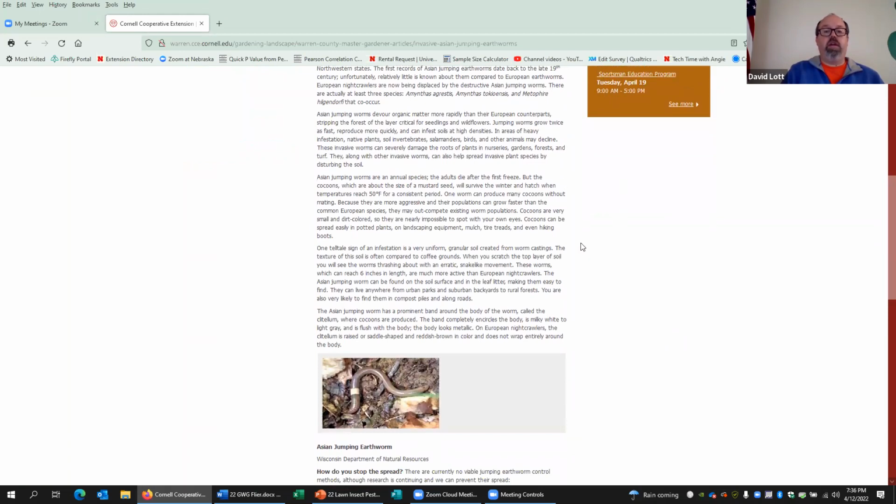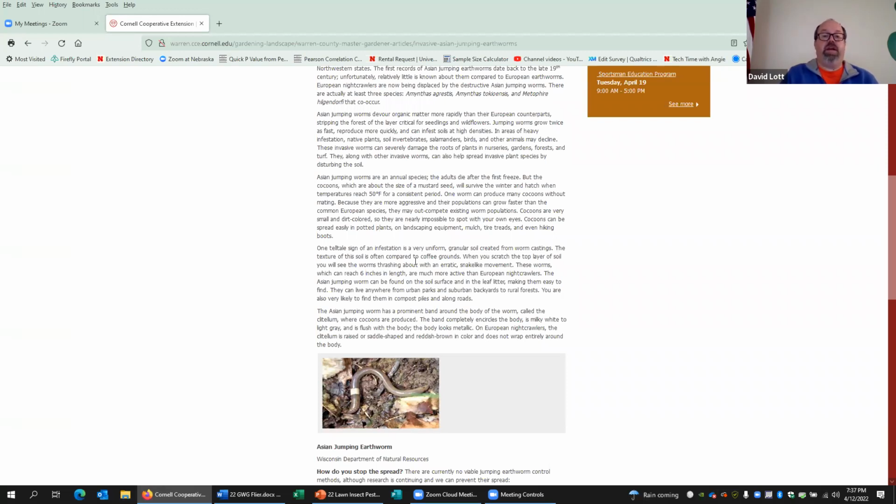They are an annual species, so the adults die after the first freeze. So thankfully not something that would overwinter very easily. But the cocoons, which are about the size of a mustard seed, will survive the winter and will hatch. Because they're more aggressive, their populations grow faster than common European earthworms. They may outcompete existing worm populations.